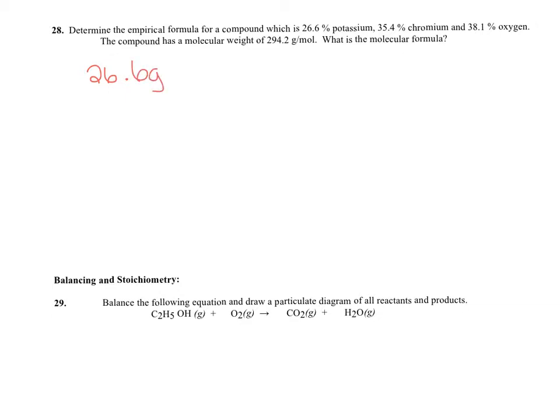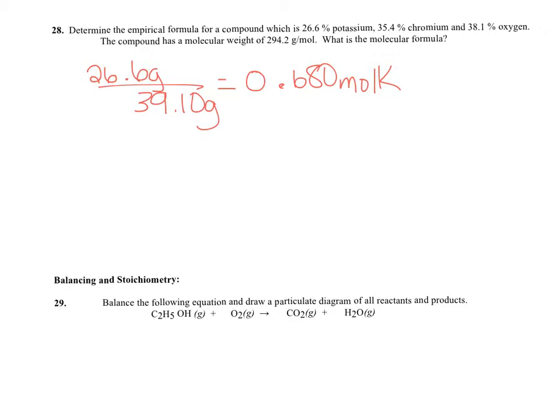Good. So we have 26.6 grams. And I'm going to divide it by what? It's going to be the molar mass. Good. Why am I dividing it by molar mass? To change it to moles. So that's the second step. I'm just going to do each element individually. So I'm going to take 26.6 grams and divide it by the 39.10 to get it into moles. So this is 0.680 moles of potassium.